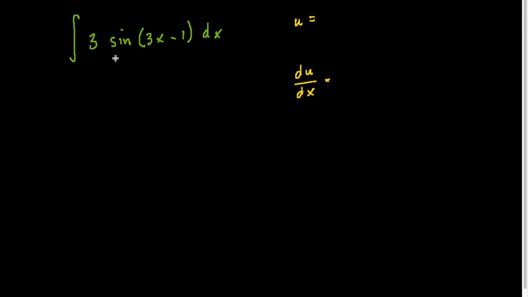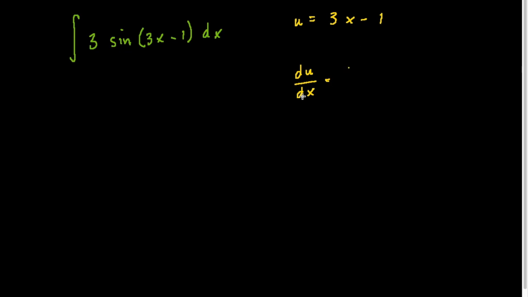Let's look at one more example. We want to take the antiderivative of 3 times sine of 3x minus 1 dx. This could be a good place to use u substitution, so let's try it out. Let's try to figure out what u is and then its derivative. If we can find u and its derivative in the same problem, then we can use u substitution. So let's try saying u is 3x minus 1.